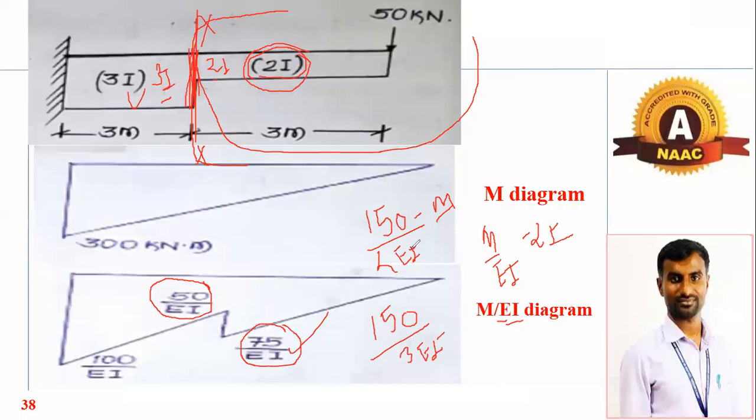Bending moment will be constant throughout that junction, force into perpendicular distance. What we want here is bending moment divided by EI. So first, due to twice of EI, that will be 75 by EI. Second, due to 3 times EI, that will be 50 by EI. Now tell me why this is 100 by EI, the bending moment at the fixed support. How did this 100 by EI come? Who will explain? Yes, why is this 100 by EI at the fixed support?